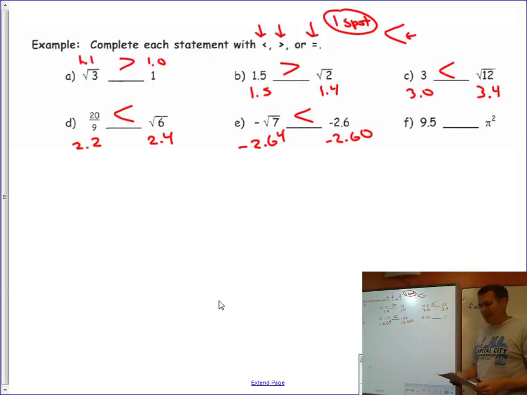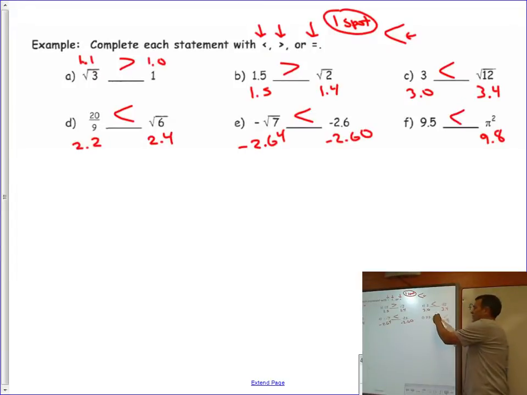And last up, I have letter F, pi to the second power. I type that into my calculator. I find out it's about 9.8. And 9.8 is bigger than 9.5, so that would be the correct value.